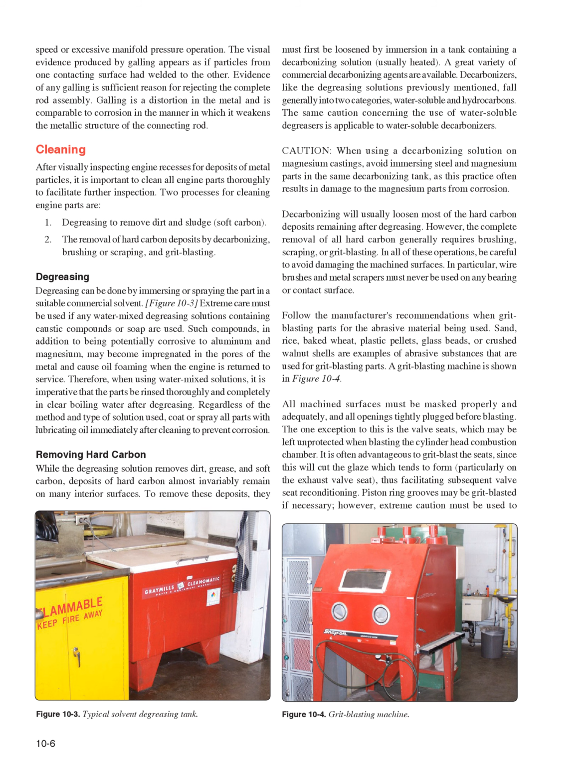Follow the manufacturer's recommendations when grit blasting parts for the abrasive material being used. Sand, rice, baked wheat, plastic pellets, glass beads, or crushed walnut shells are examples of abrasive substances that are used for grit blasting parts. A grit blasting machine is shown in Figure 10.4. All machine surfaces must be masked properly and adequately, and all openings tightly plugged before blasting. The one exception to this is the valve seats, which may be left unprotected when blasting the cylinder head combustion chamber. It is often advantageous to grit blast the seats, since this will cut the glaze which tends to form, particularly on the exhaust valve seat, thus facilitating subsequent valve seat reconditioning.